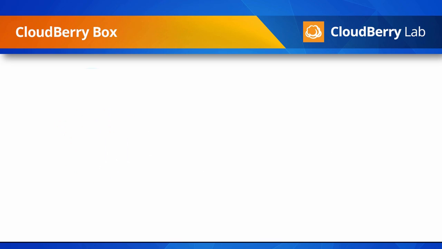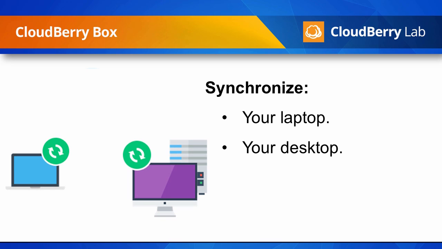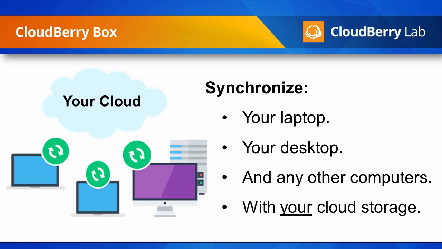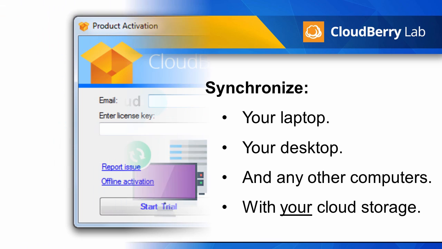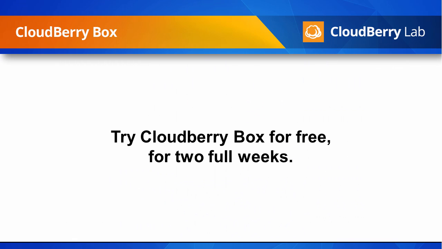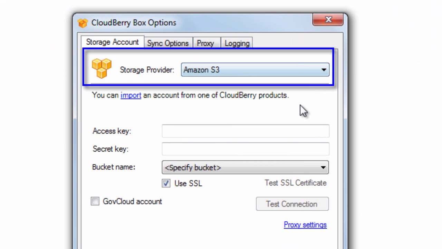With Cloudberry Box, you can synchronize your laptop at home, your desktop at the office, or as many computers as you like, using your own cloud storage account on a service like Amazon S3. The first time you start Cloudberry Box, you'll see the product activation window. Just enter your email address and click Start Trial to try Cloudberry Box for yourself, absolutely free, for 2 full weeks.